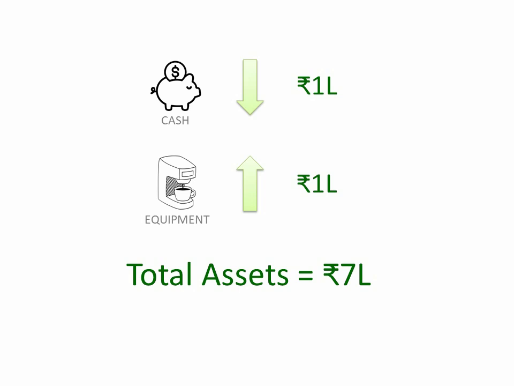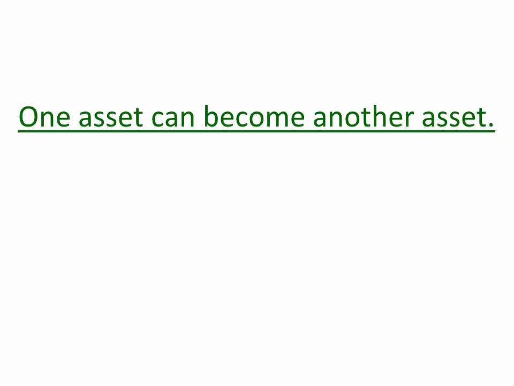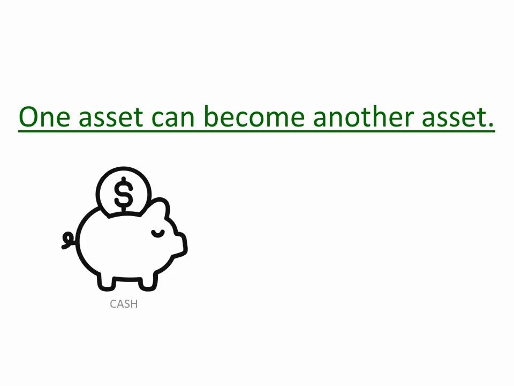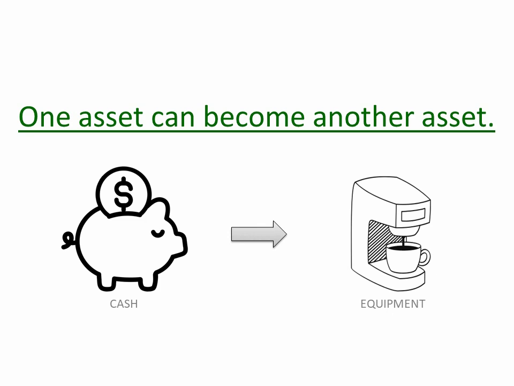And this is something beginners often find surprising. Not every transaction changes the total amount of assets. Sometimes one asset simply changes into another asset. Cash becomes equipment. The business hasn't suddenly become richer or poorer just because it exchanged one asset for another.